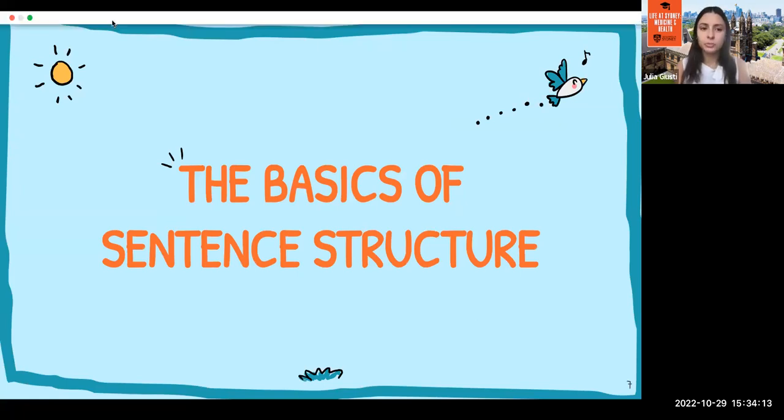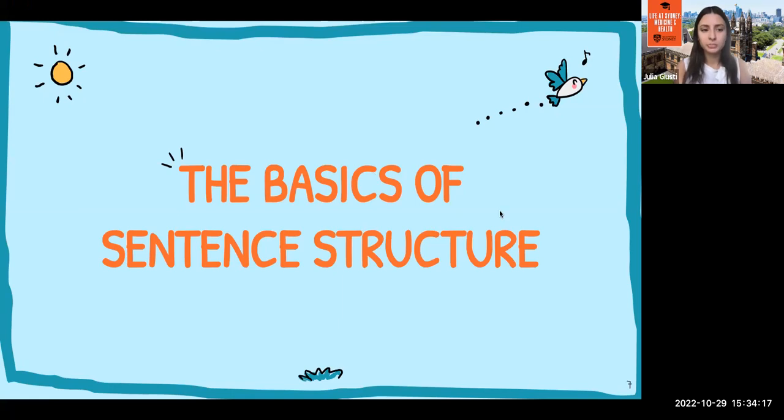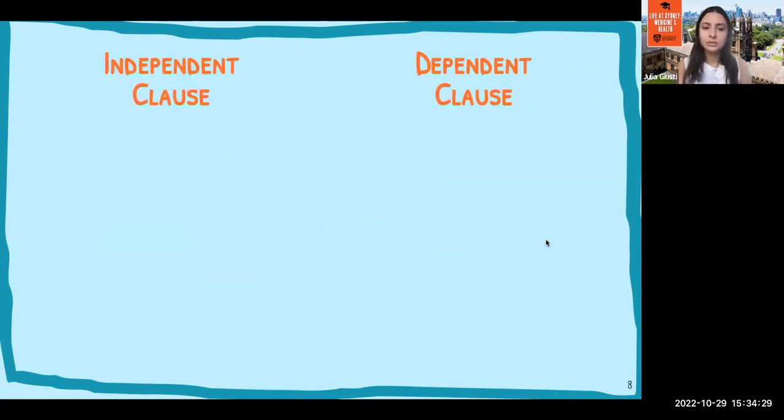This next section will be an overview of the expected level of sentence development in a student's speech and writing during different stages in primary school. Before we start, we need to look at the basics of a sentence, including the definition of independent and dependent clauses. An independent clause contains a subject, a verb, and a complete thought.